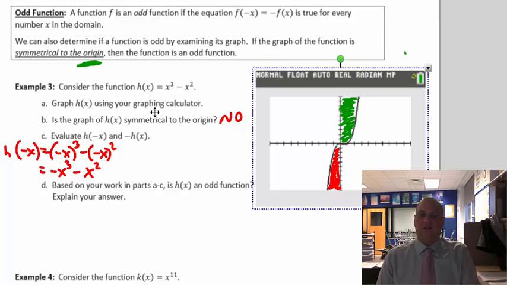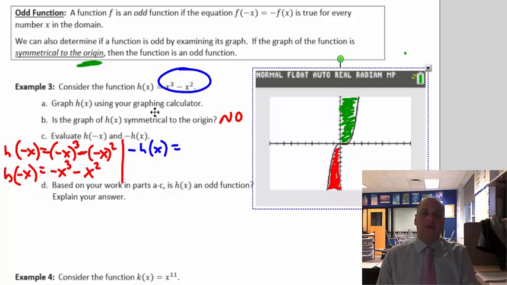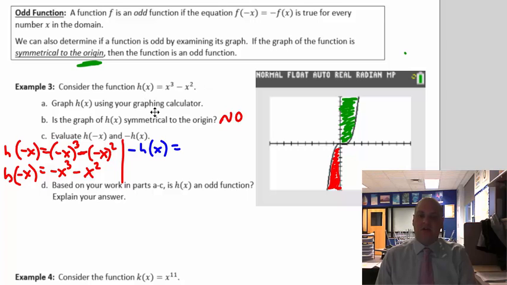Because this negative squared becomes positive, but then we still have this minus here. So it's negative x squared. So this is what we get for h of negative x. Now let's see if we get the same thing for negative h of x. How do you do that? Well, you just take h of x and you make it negative. You change the sign of everything, right? So we're going to go negative x to the third and then change the sign of this so it's positive x squared. All right, so do we get the exact same thing?